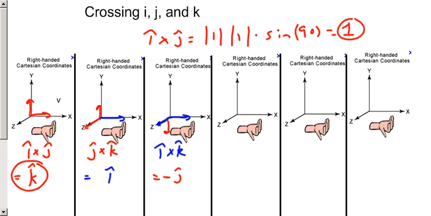Well, so we did IJ, JK, IK. That's good enough. So you get the idea that when you're crossing unit vectors I, J, and K, I and J is going to get you K. Well, maybe let's just do one more. What if we did J cross I? So we're crossing J with I. So again, put your hand in the J direction, curl it towards the X direction, and what you're going to get is a vector going into the board, and that vector would be negative K.